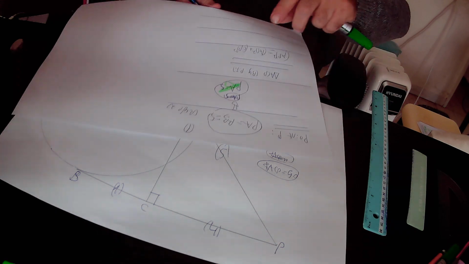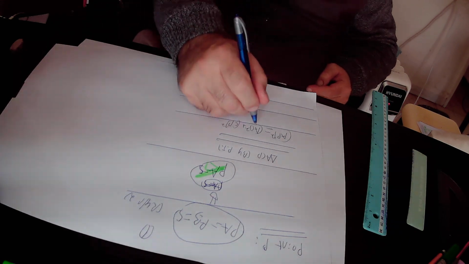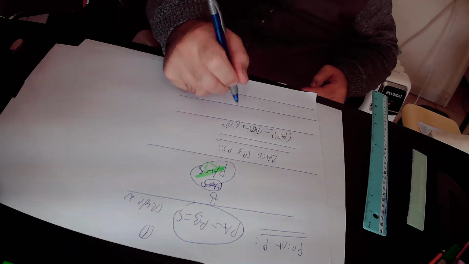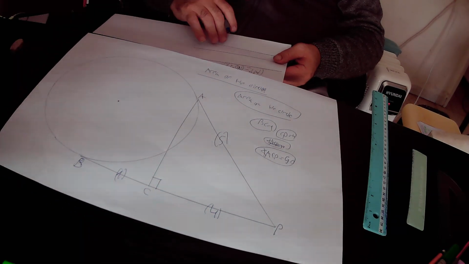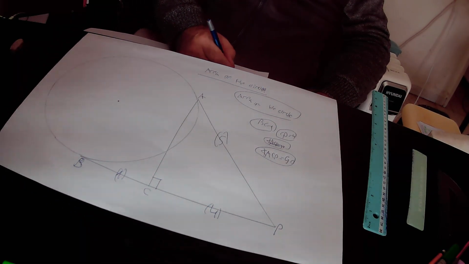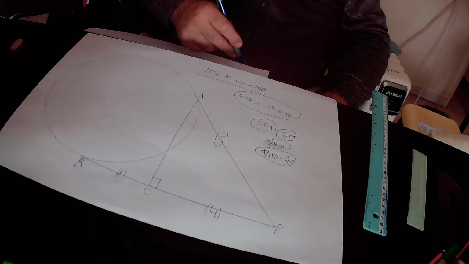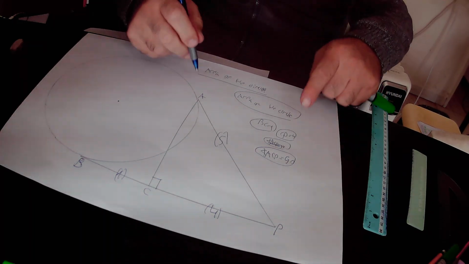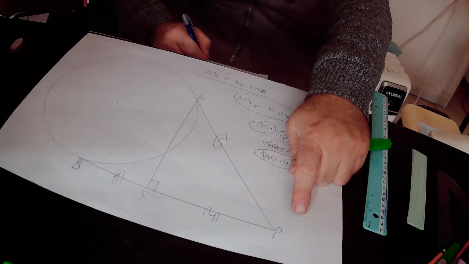Actually, this letter is C, so AP squared equals AC squared plus CP squared. AP is 5, therefore AP squared is 5 squared, that is 25. And it equals AC squared plus CP squared. AC is the missing side, so we leave it as it is. CP is 4, therefore CP squared is 4 squared, that is 16.